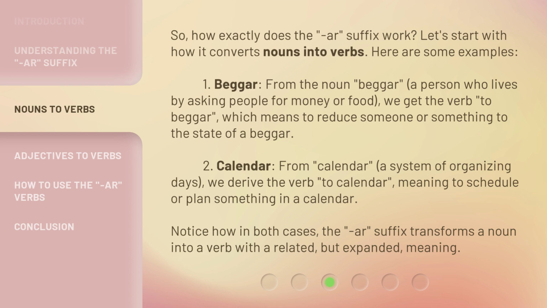2. Calendar. From calendar, a system of organizing days, we derive the verb to calendar, meaning to schedule or plan something in a calendar. Notice how in both cases, the AR suffix transforms a noun into a verb with a related, but expanded, meaning.